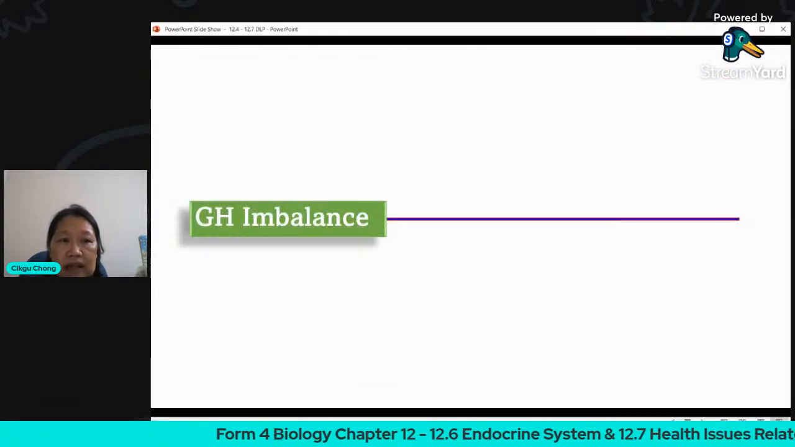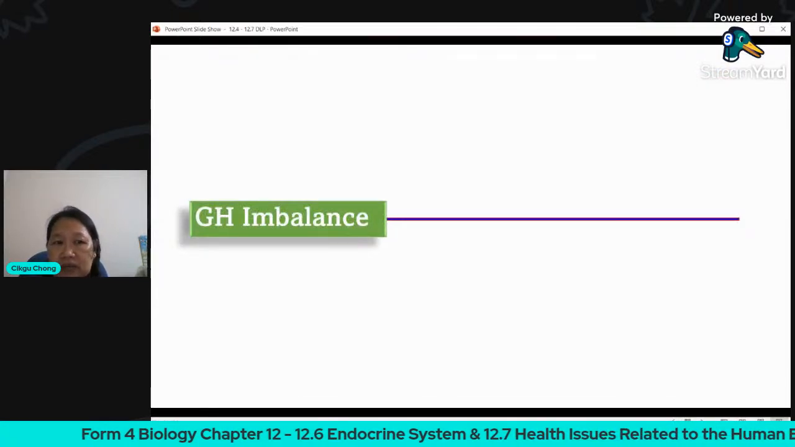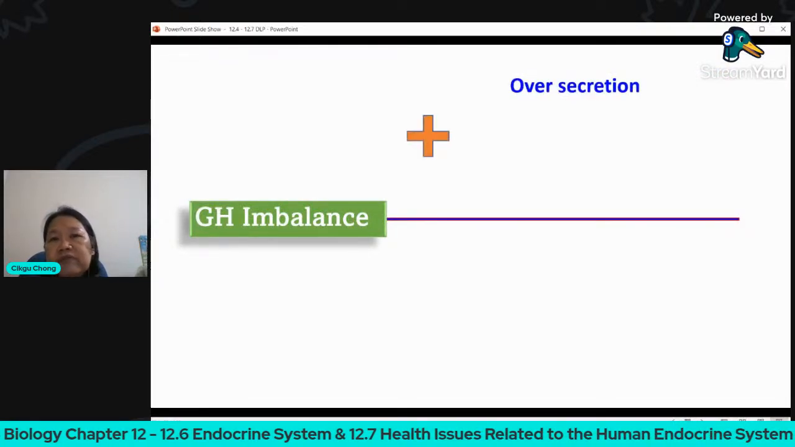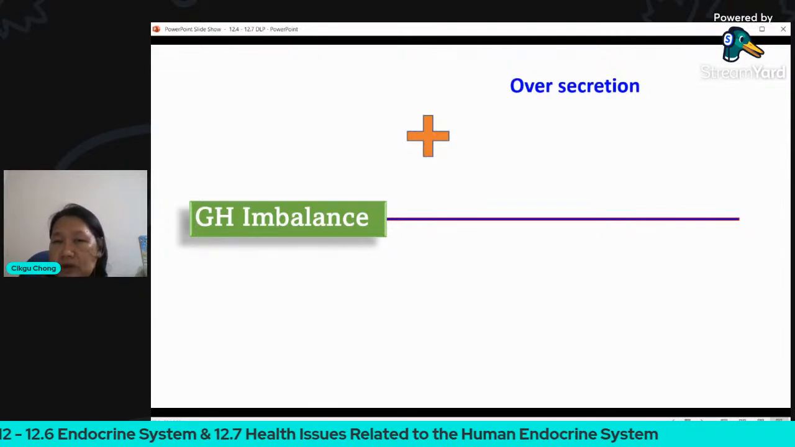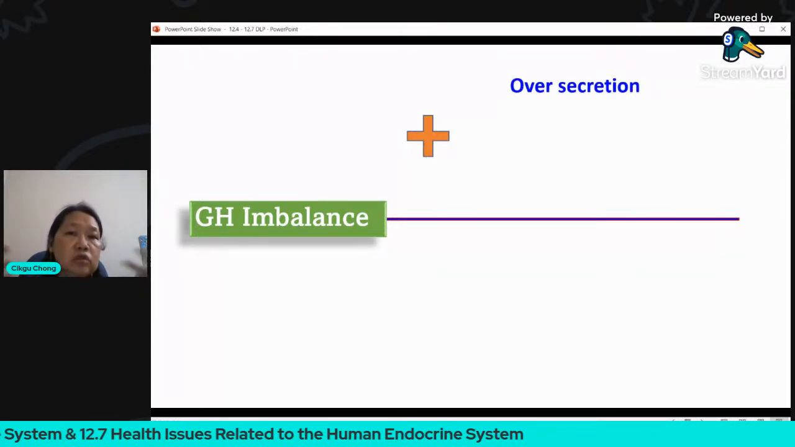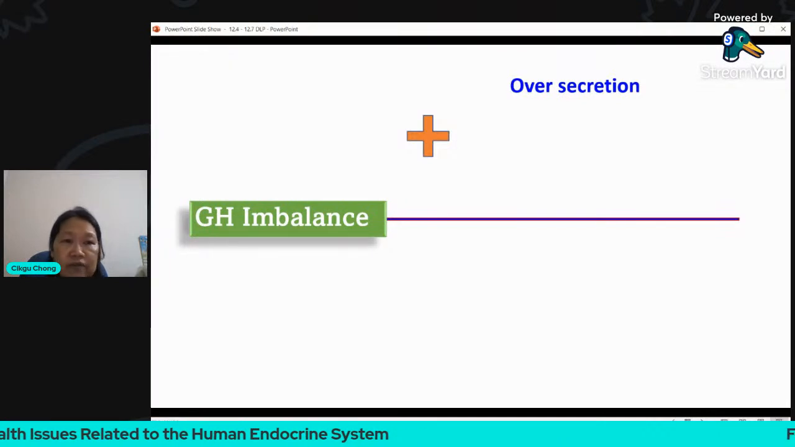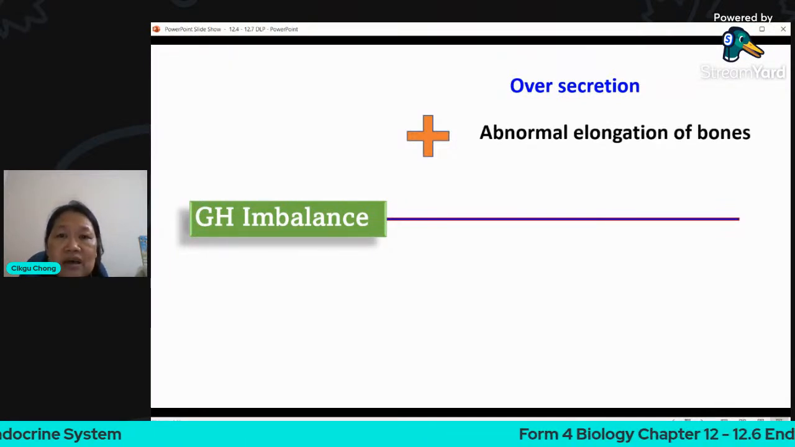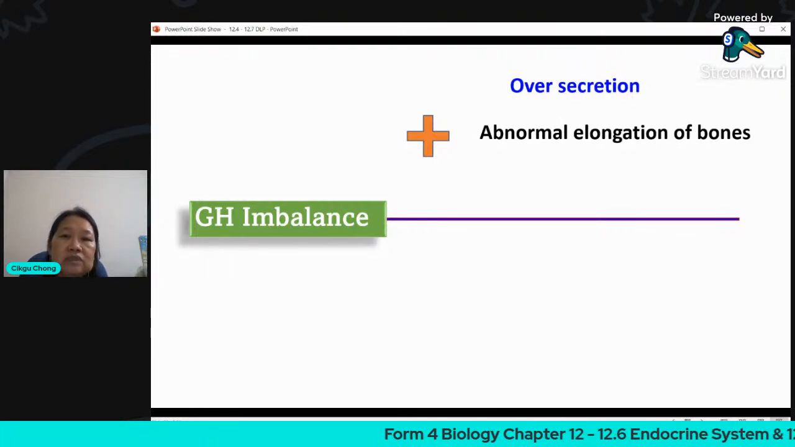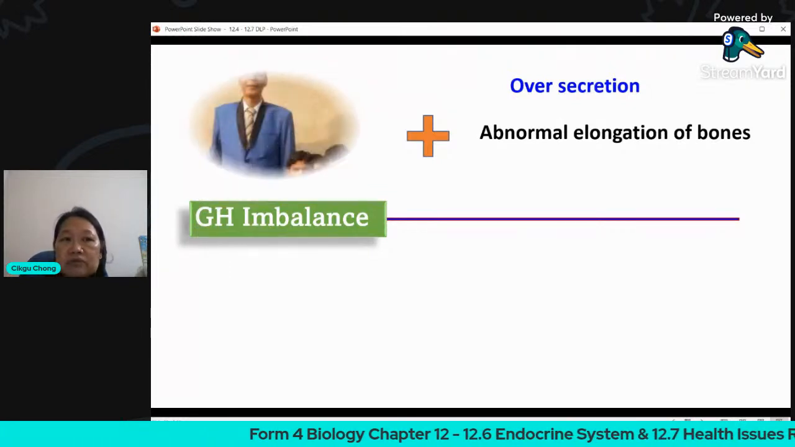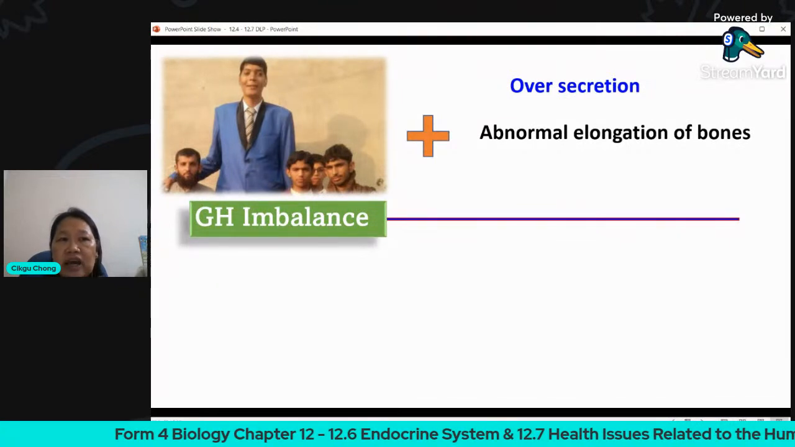Okay, one more. Last one. GH imbalance. Growth hormone. So what happens if you have over secretion of growth hormone? You need to know that growth hormone will make you grow taller, right? So when you have too much growth hormone, of course the person will grow very tall. Abnormal elongation of bones. The bones are long. The person becomes very tall. See this person, extreme.